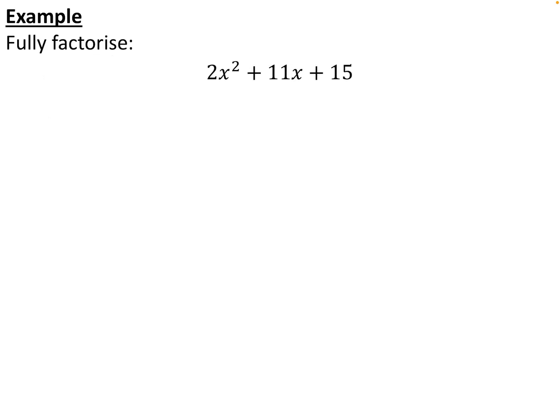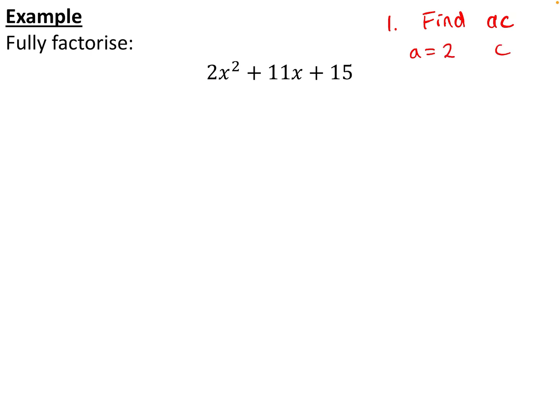Okay, so we're back with that original expression that we had. Step 1 said find AC. Now AC is a multiplication of A and C. So I first need to know, well, what is A? Well, that's the coefficient of x squared. It's this number here. So A is 2.